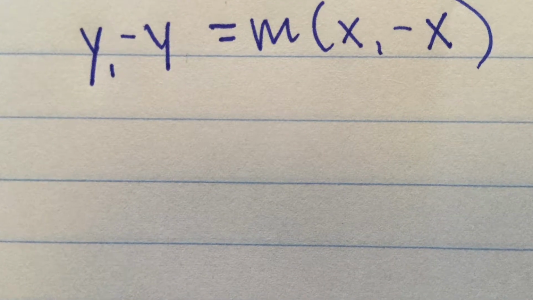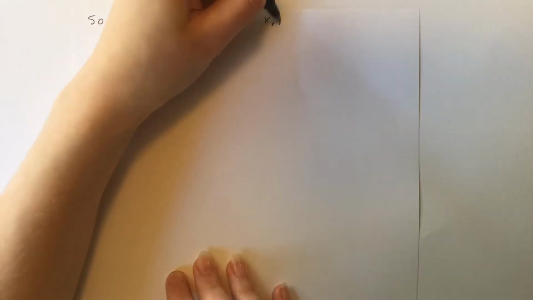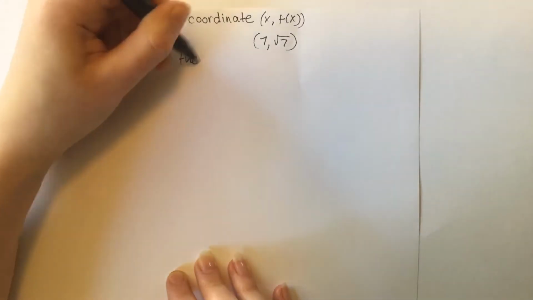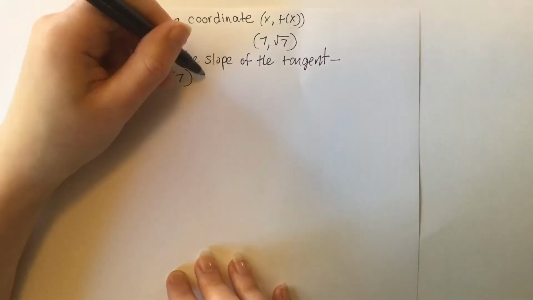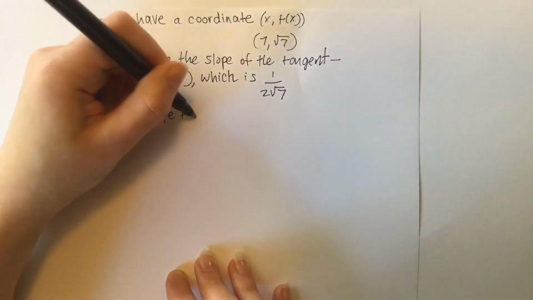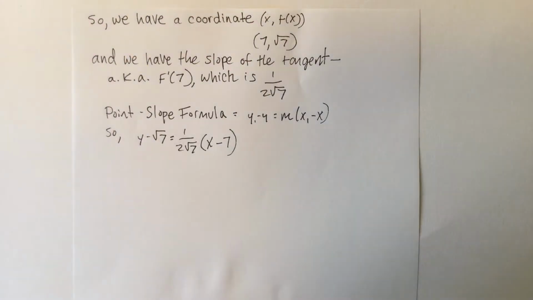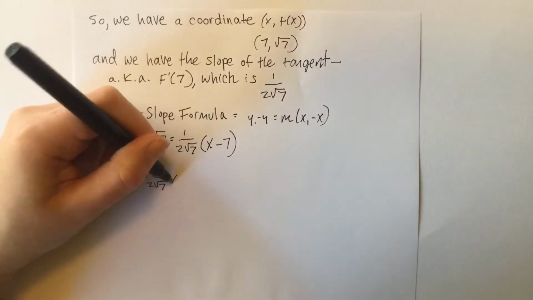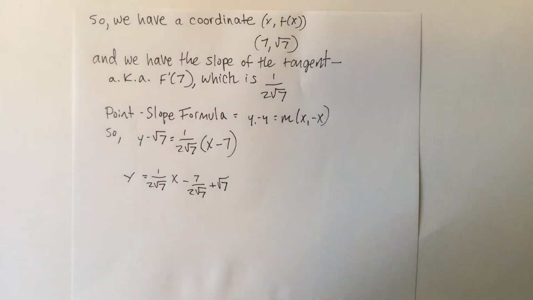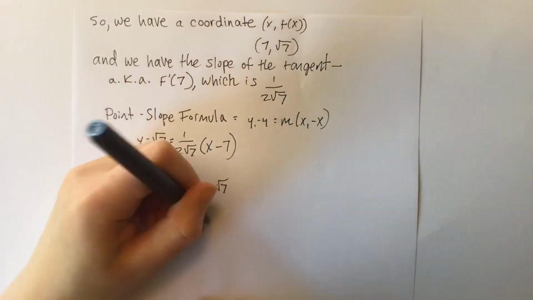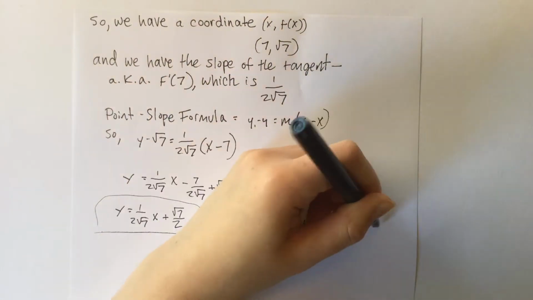And we already have an x and a y. We have the 7 and the root 7 we got from plugging it into f of x. And then we have the slope of the tangent, which we took when we got the derivative, f prime of 7. So the slope is 1 over 2 root 7, and then we just plug it in. Y minus root 7 equals 1 over 2 root 7 times x minus 7, and that simplifies. If you want to simplify it, it's up to you. And that is the equation of the tangent line at x equals 7.